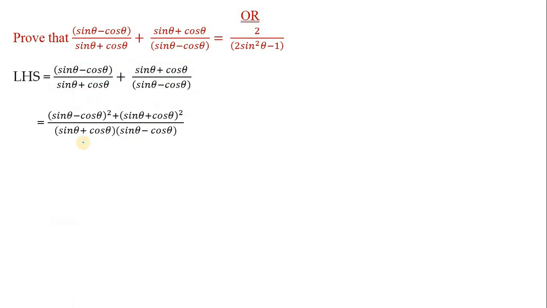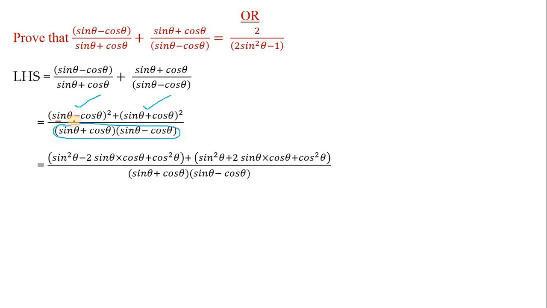For the next step, write the denominators as they are. Here it is in the form of a minus b whole square, and here it is in the form of a plus b whole square. So let us apply that. If you apply a minus b whole square for this, a square means sin square theta, minus 2ab means minus 2 into sin theta into cos theta, and b square means cos square theta. Similarly here, a square means sin square theta, 2ab means 2 into sin into cos, and b square means cos square theta.